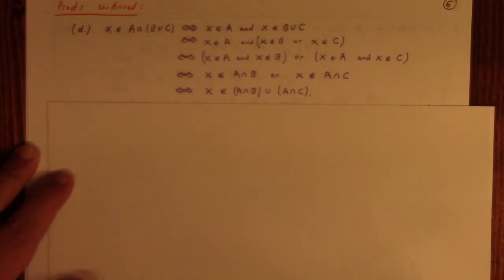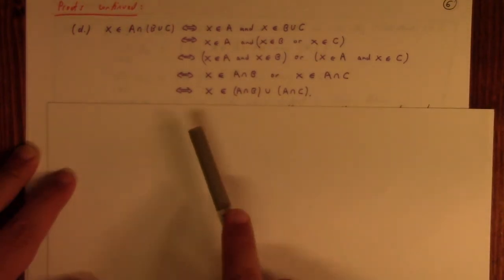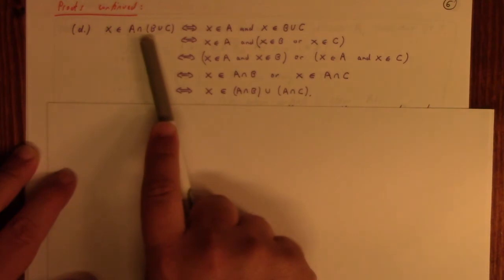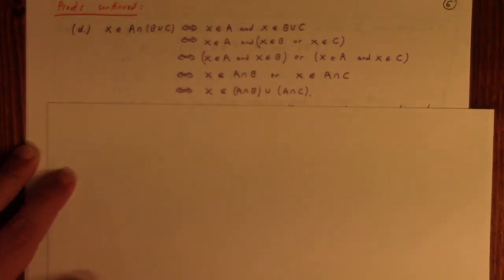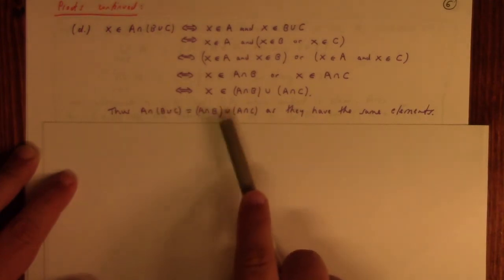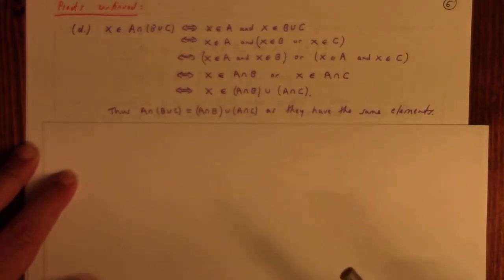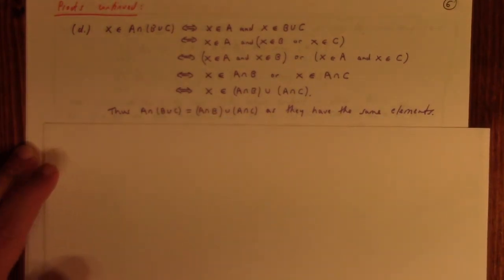Either or technically excludes the possibility that it's in both, and I can't exclude that possibility. All right, so what have I shown? I've shown that X is in here is logically equivalent to X being in there, but X was arbitrary. So what we have shown is that these two sets are equal as they have the same elements, right?